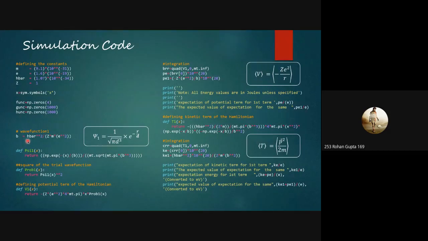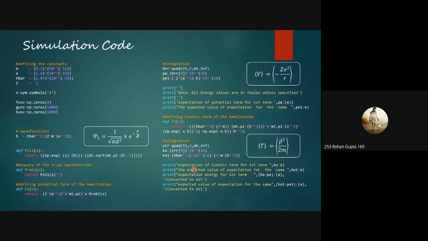So the Bohr radius is given by h bar squared upon m e squared. Now we define the psi here and calculate the probability by squaring it, since it's not a complex function. Then we calculated the potential energy expectation by integrating, as the potential energy expectation is defined by this. Similarly, the kinetic energy expectation is defined by this, and that also was calculated by integrating after inputting the formula.